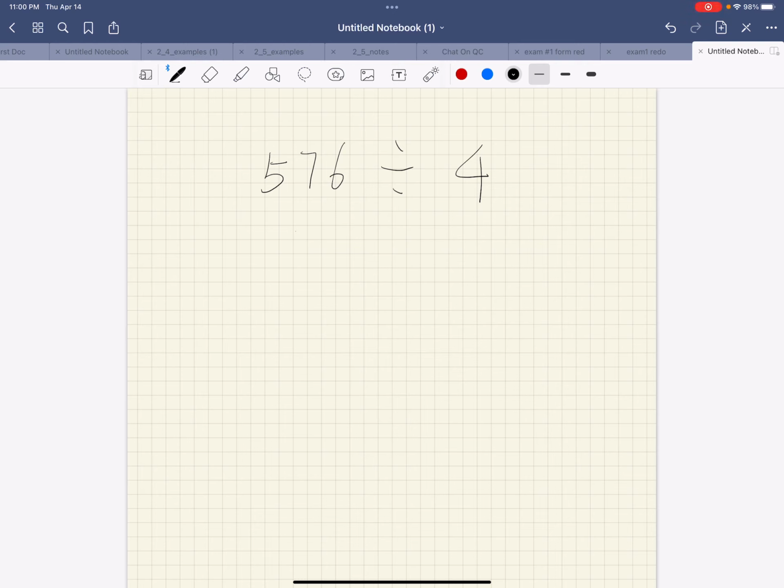Let's do this problem: 576 divided by 4. So the division problem is like you want to ask yourself, you have 576 marbles, and you use a very small bag. In each small bag you can fill four marbles. So how many such small bags can you fill?